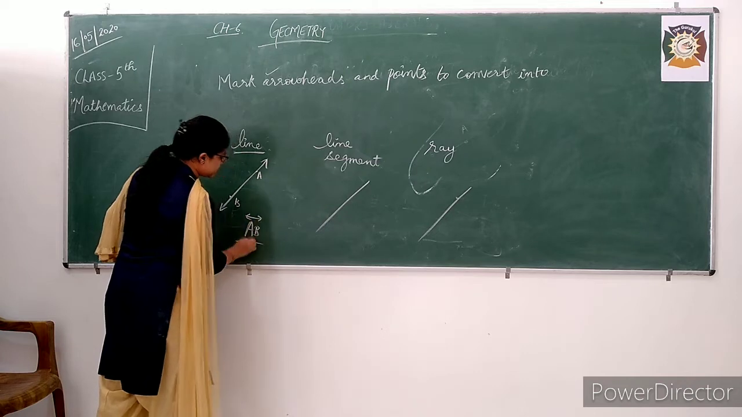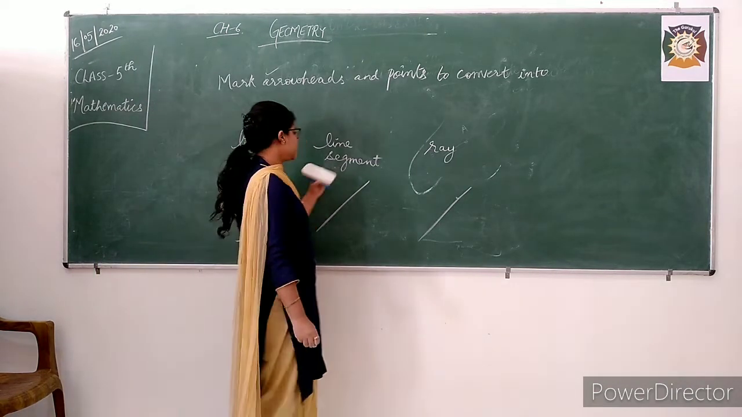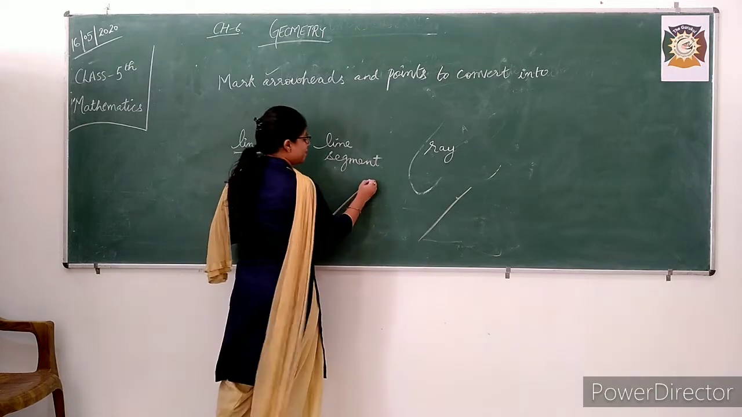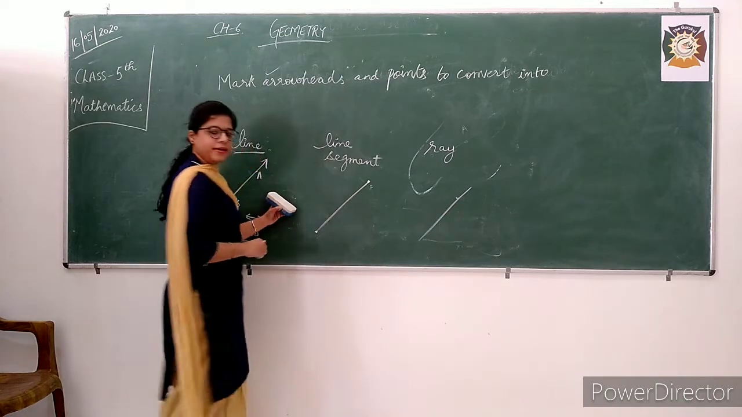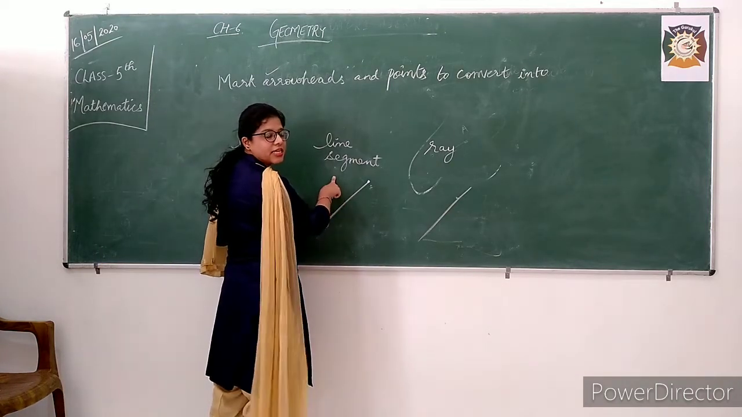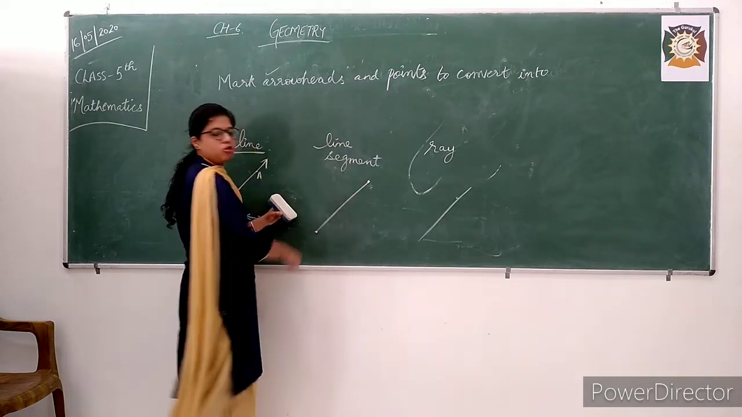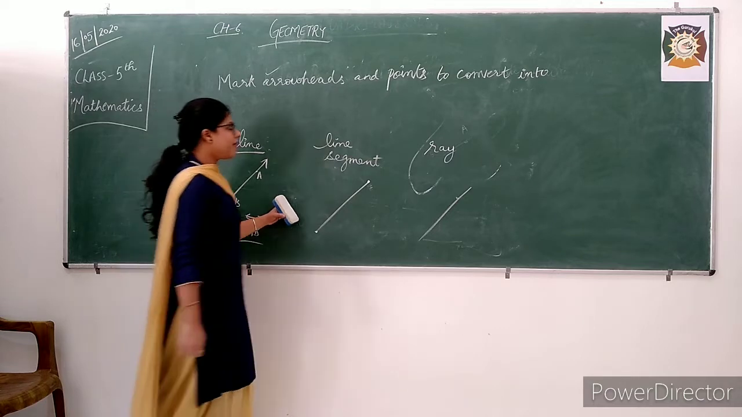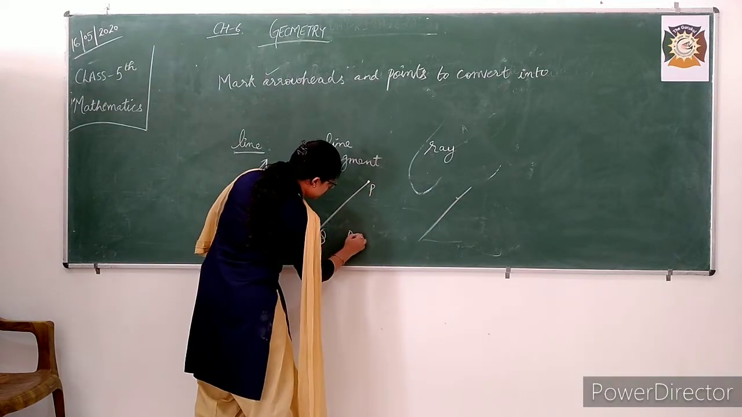Okay, you get this. Next you have to make a line segment. A line segment has fixed end points. Okay, so no arrowheads will come in this. A line segment has no arrowhead, has fixed end points. So you have to mark the points and you have to name it also. Let's name it PQ. So it becomes PQ.